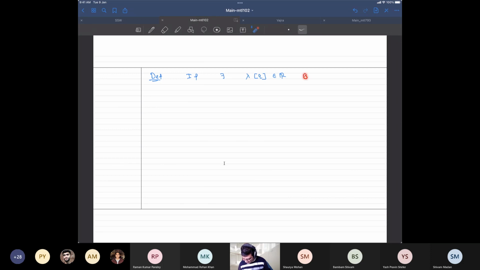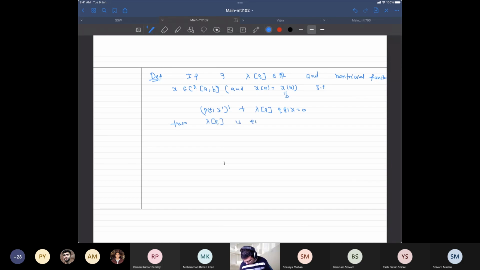So if there exists lambda such that there is a non-trivial function x in C2 of a, b, satisfying the boundary condition, such that (p(t) x')' plus lambda q(t) x is equal to 0, then lambda is called an eigenvalue of, let's call it star, and x will be the corresponding eigenfunction.